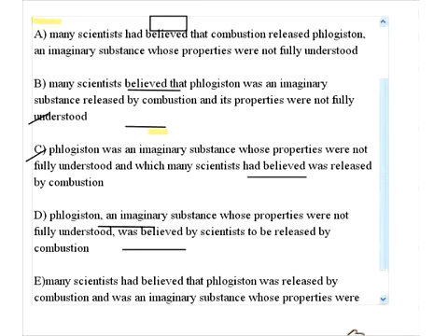I'm going to leave it around because D was the next favorite after what I've gotten rid of. And then finally, until he proved otherwise, many scientists had believed that phlogiston was released by combustion and was an imaginary substance whose properties were not fully understood. What's wrong with E? Well, not a lot of E picking in the room. What don't we like about E?